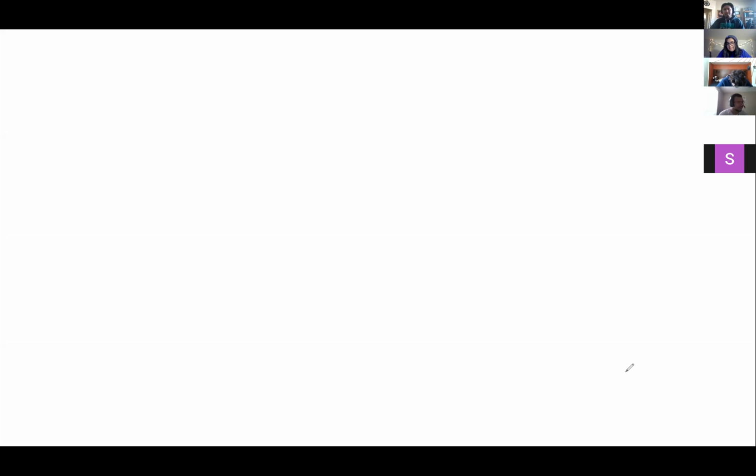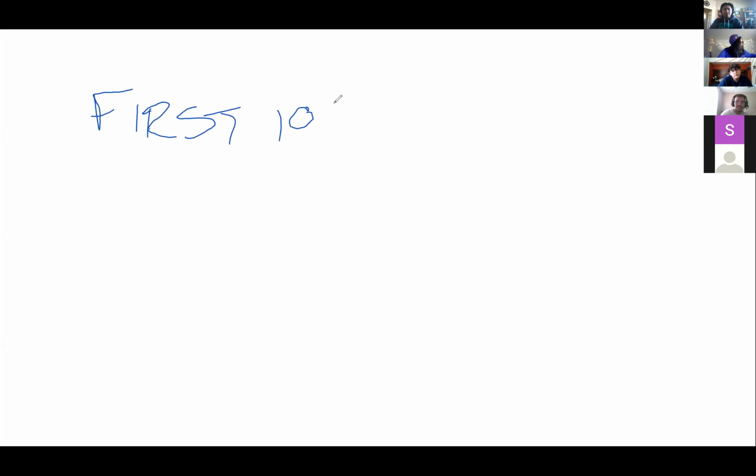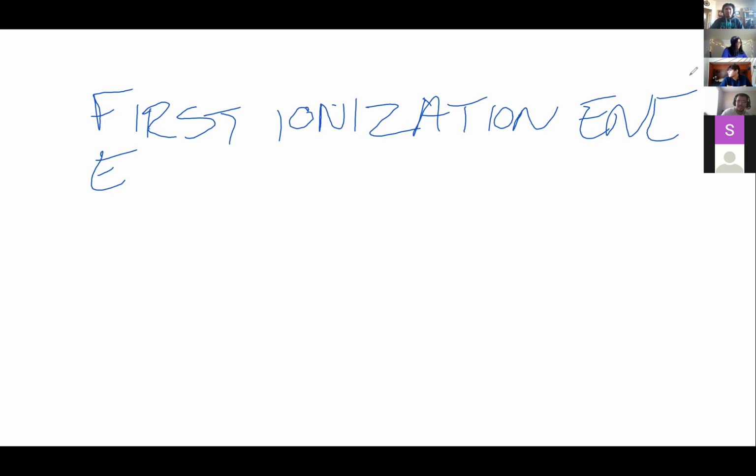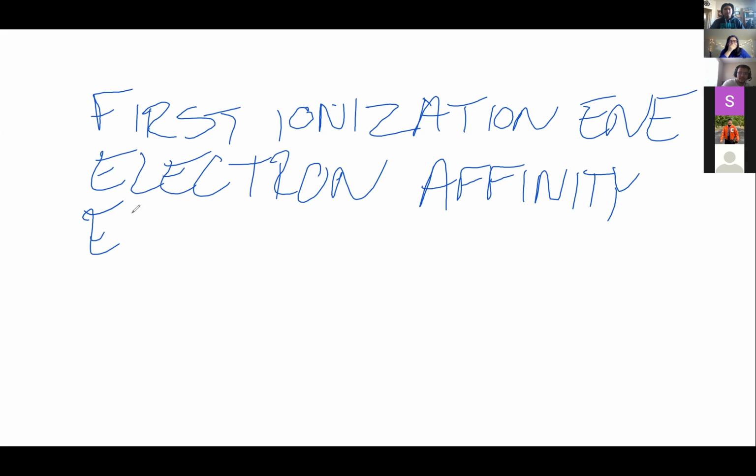First ionization energy. All right. My favorite, just kidding. And then there's electron affinity too. Ionization energy and electron affinity. Electron affinity. Okay. Electronegativity and atomic radius. Nice. Electronegativity. I don't know how to spell.